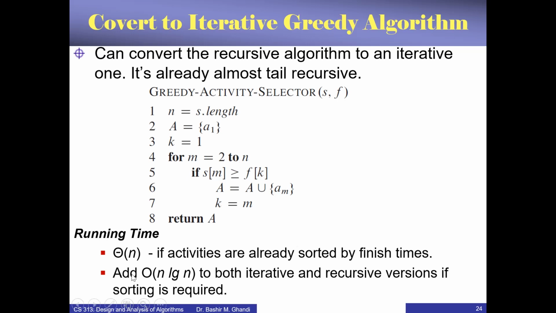Okay, so add n log n to both the iterative and recursive version in case the activities are not sorted, because you need to do the sorting, which can be done, for example, using priority queue, whose running time is n log n. So if you have n plus n log n, obviously the overall running time is going to be n log n, because this will overshadow the n. Okay, so that is the solution to the problem.